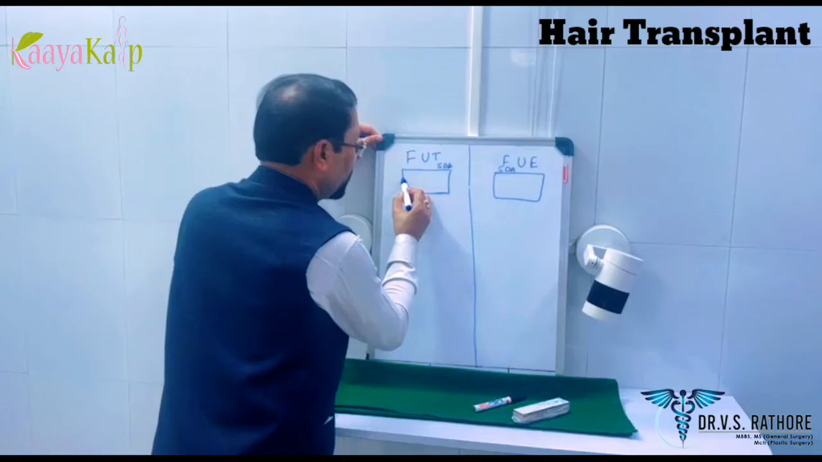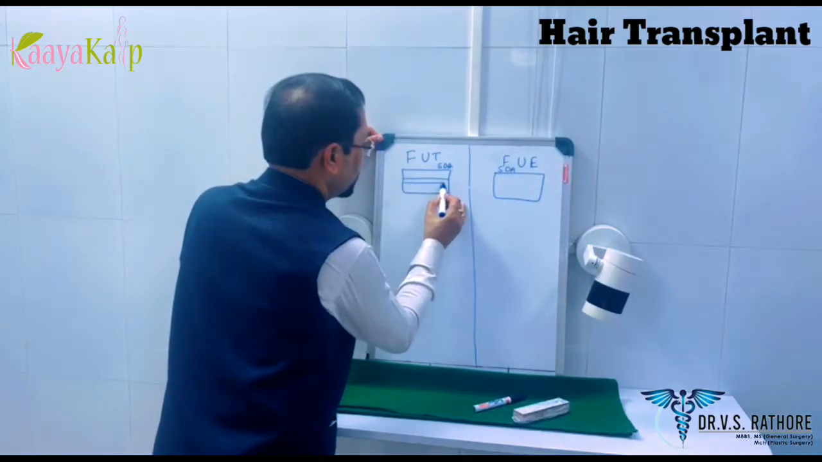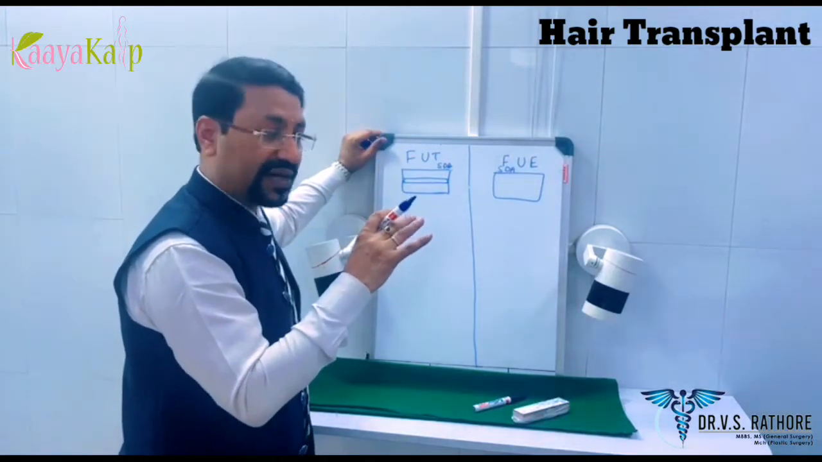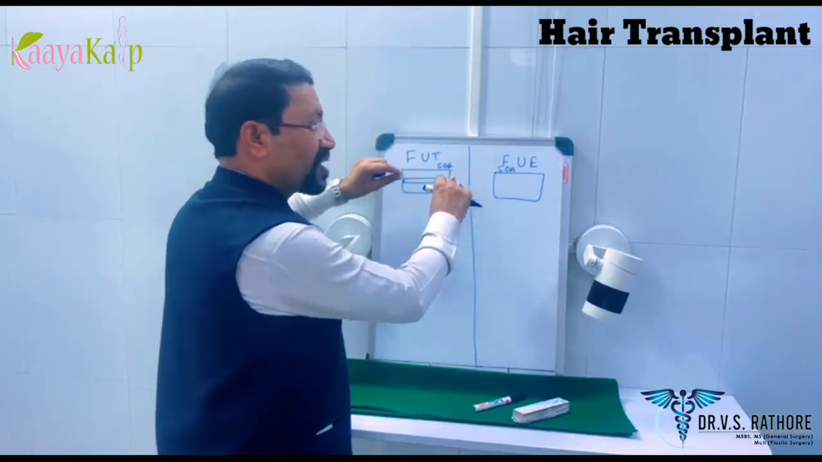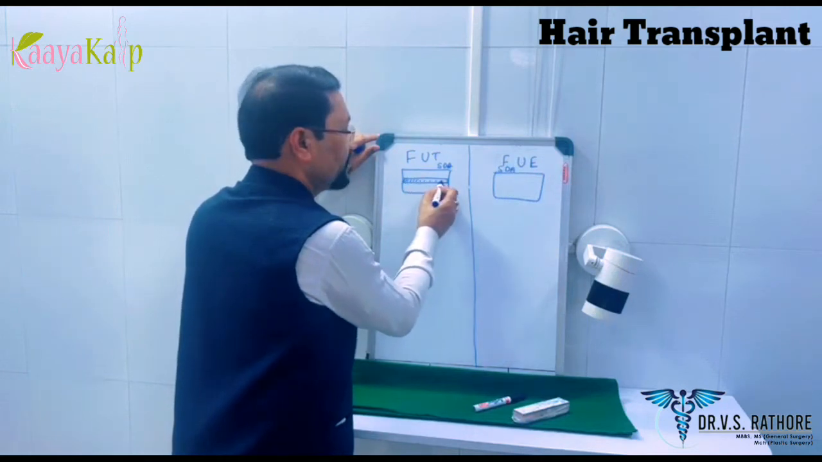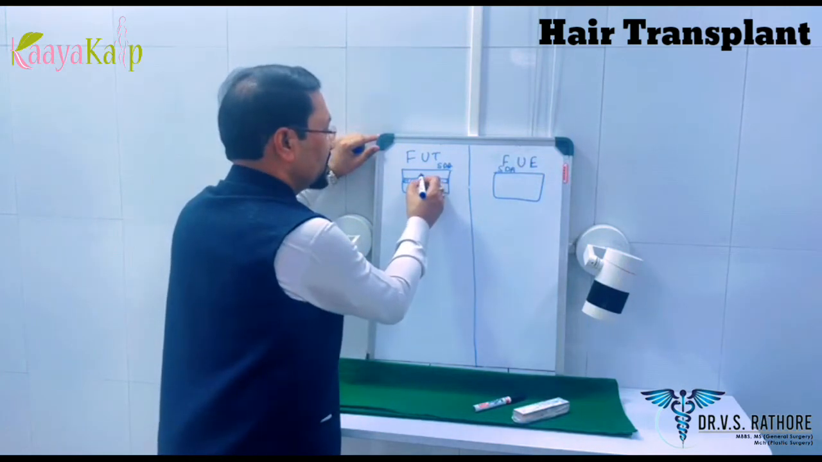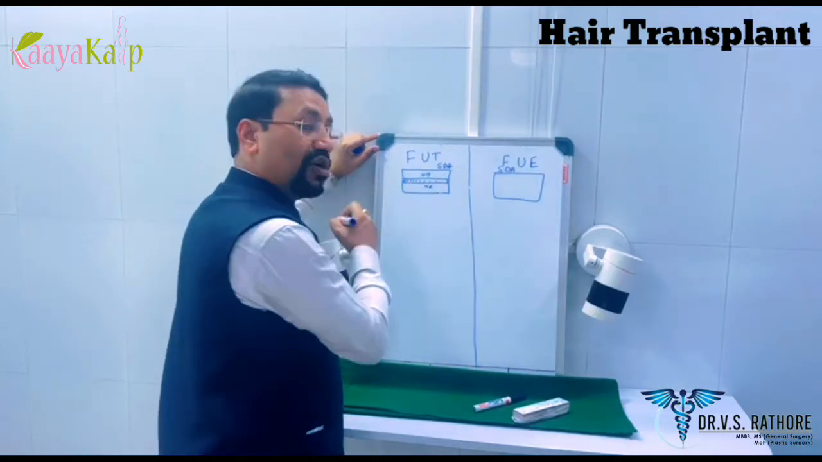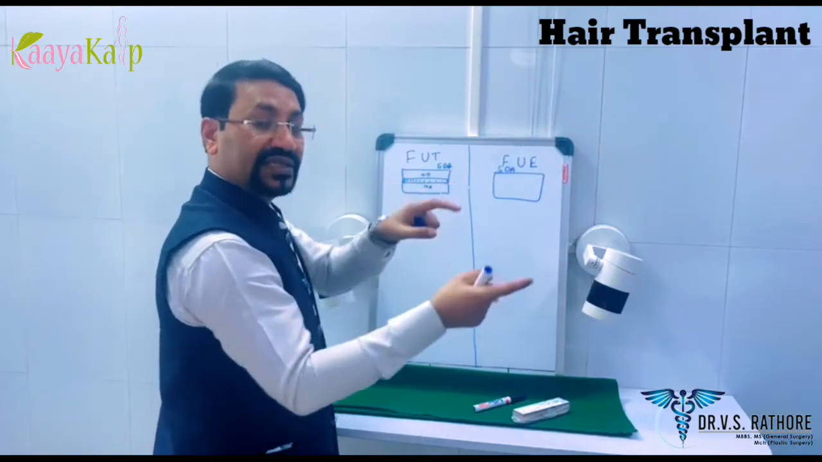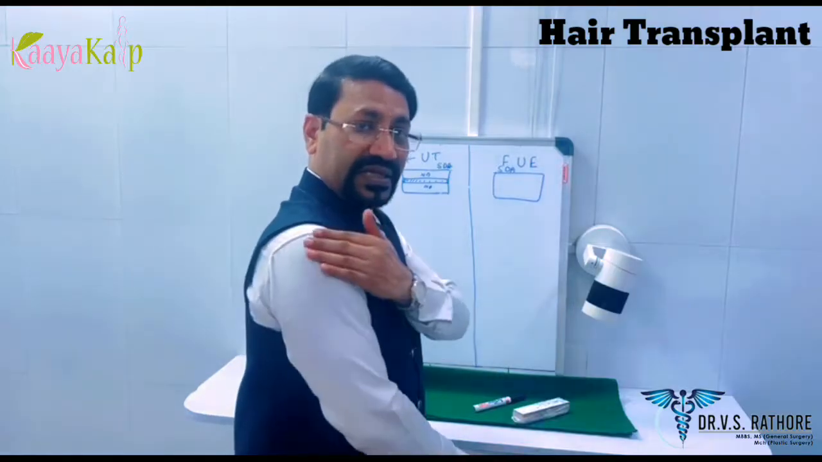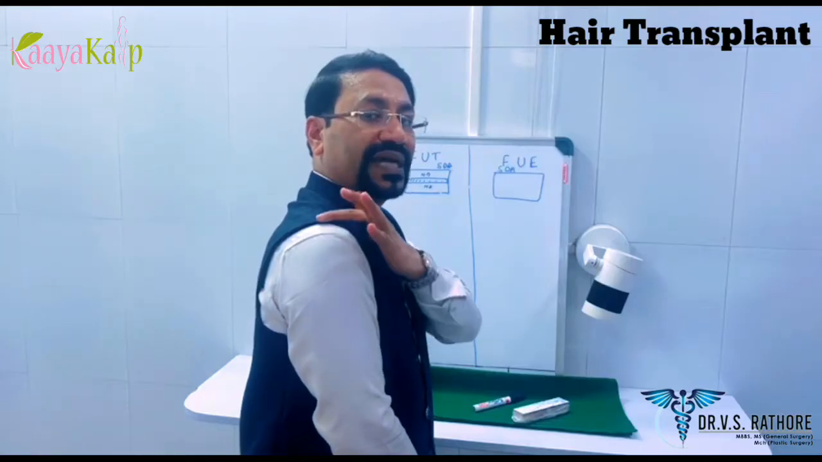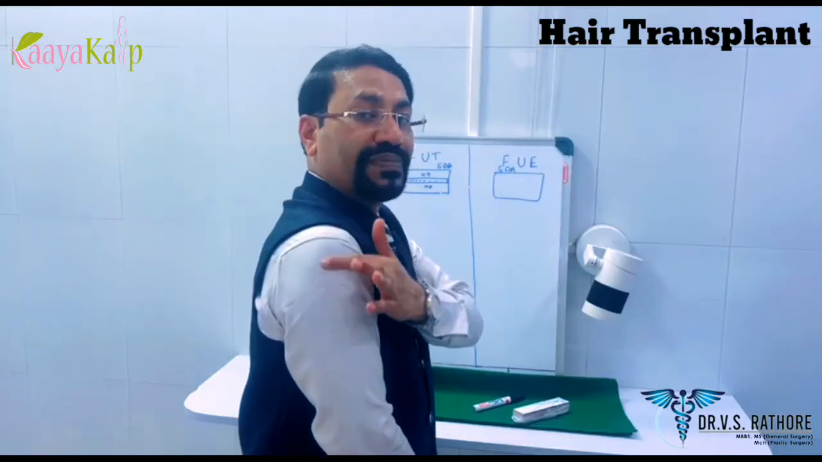In FUT, what I am doing, I am making two cuts in the center part of the safe donor area. While making these two cuts, I am removing the strip. Once the strip is removed, this area is stitched up. Above the cut, there is a normal density. Below the lower cut, there is a normal density. So normal density is stitched up with the normal density. This is how a tailor does. See, he makes the arm piece and chest piece separate, and then once he has stitched, you see there is no gap. It seems as if a smooth appearance.